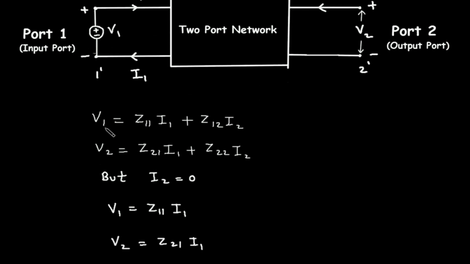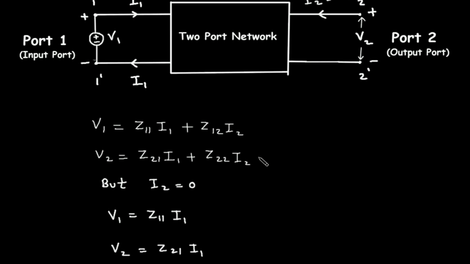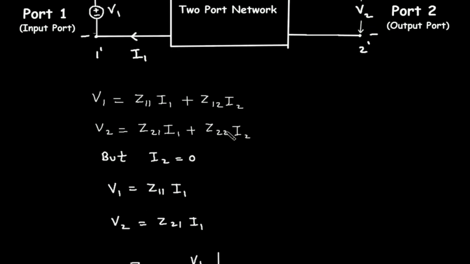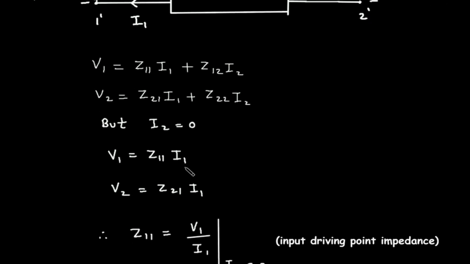Now the equations for the Z parameters are V1 is equal to Z11 I1 plus Z12 I2 and V2 is equal to Z21 I1 plus Z22 I2. Since I2 is equal to 0, we substitute I2 equal to 0. So here this term will be 0 and here this term will be 0. So what remains? V1 is equal to Z11 I1, and V2 is equal to Z21 I1.